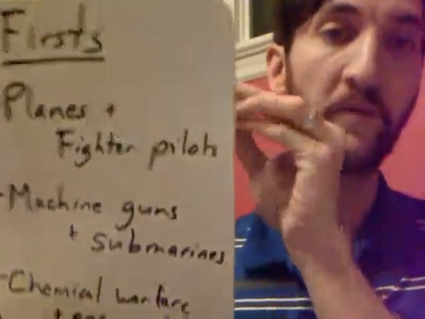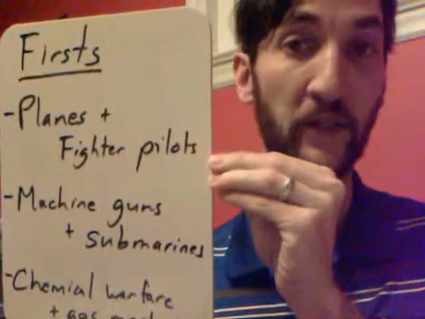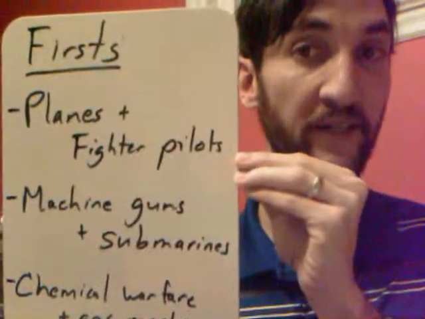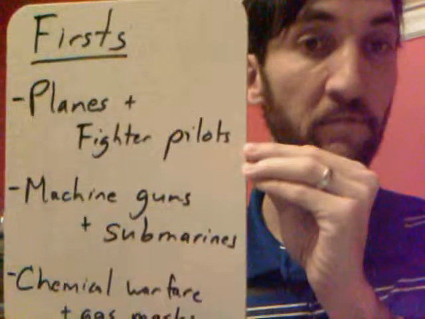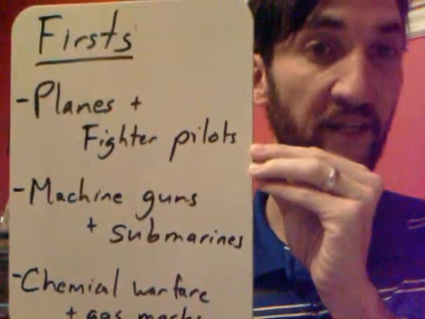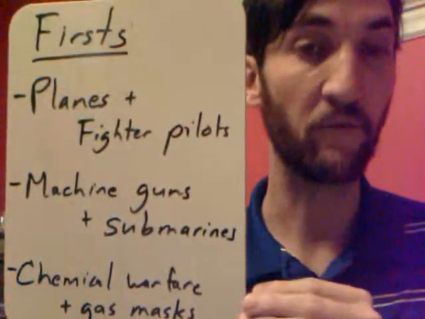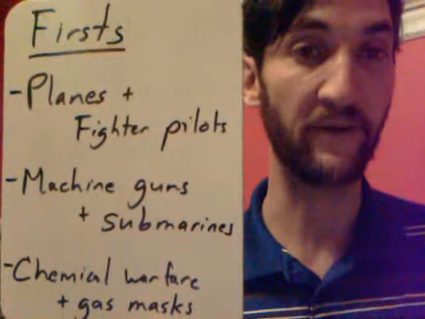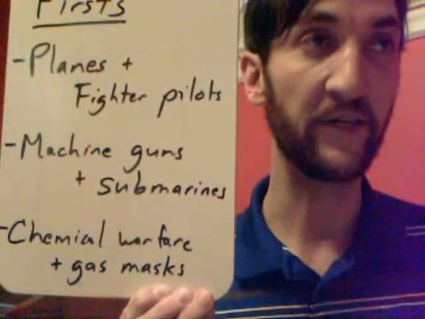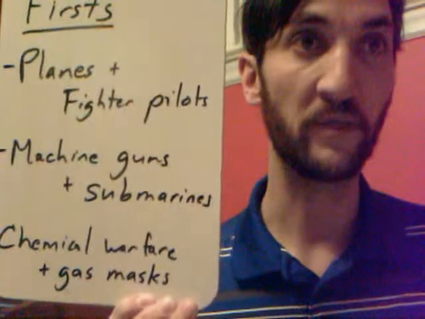Some firsts to remember: planes and fighter pilots. They had just been invented, and now they were used for both reconnaissance and for warfare. Machine guns and submarines, using technology to be able to kill more effectively and to travel to places that were previously not part of the battle. Chemical warfare and gas masks, the ability to use chemicals to disable or kill your opponent without having to actually physically be in their faces.